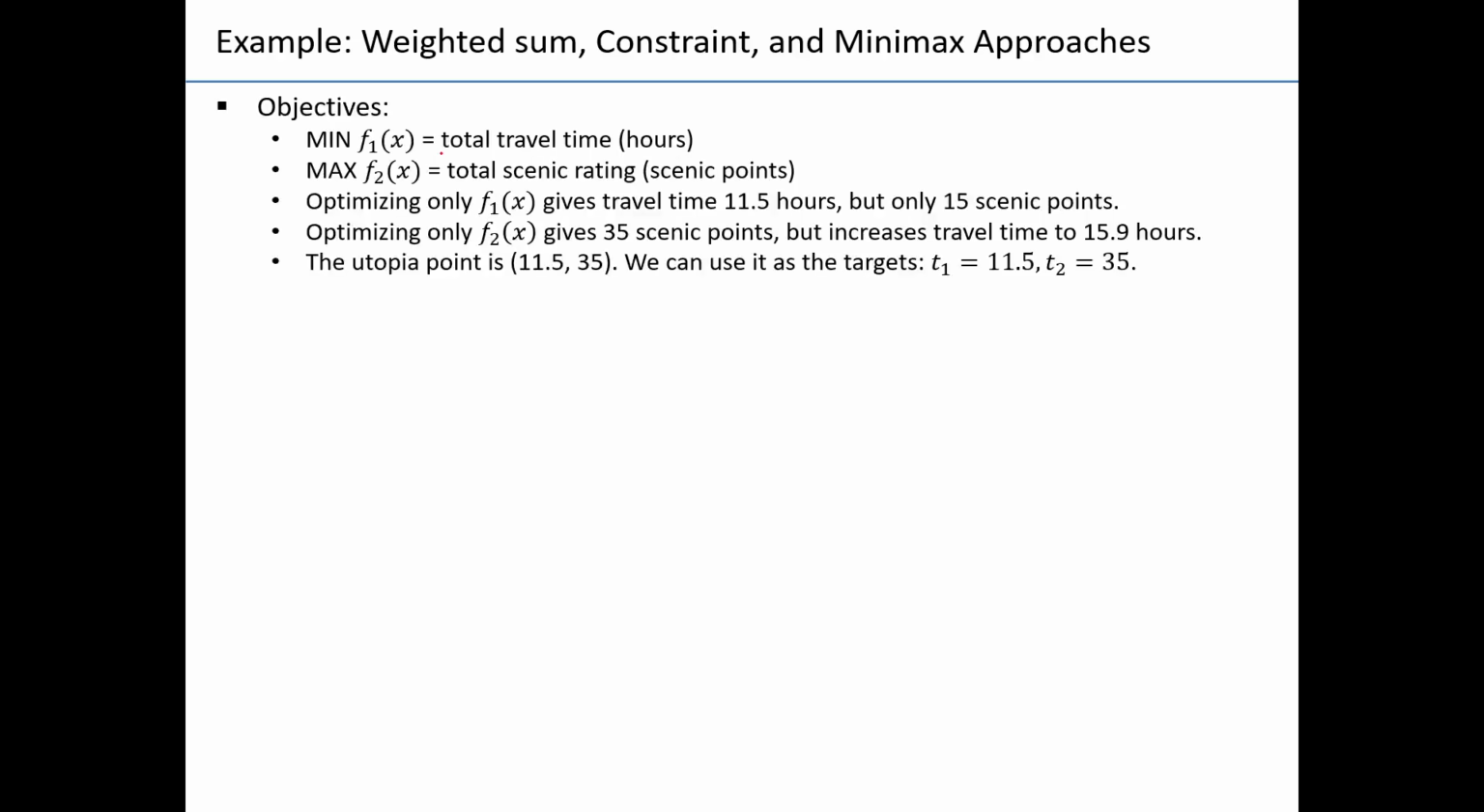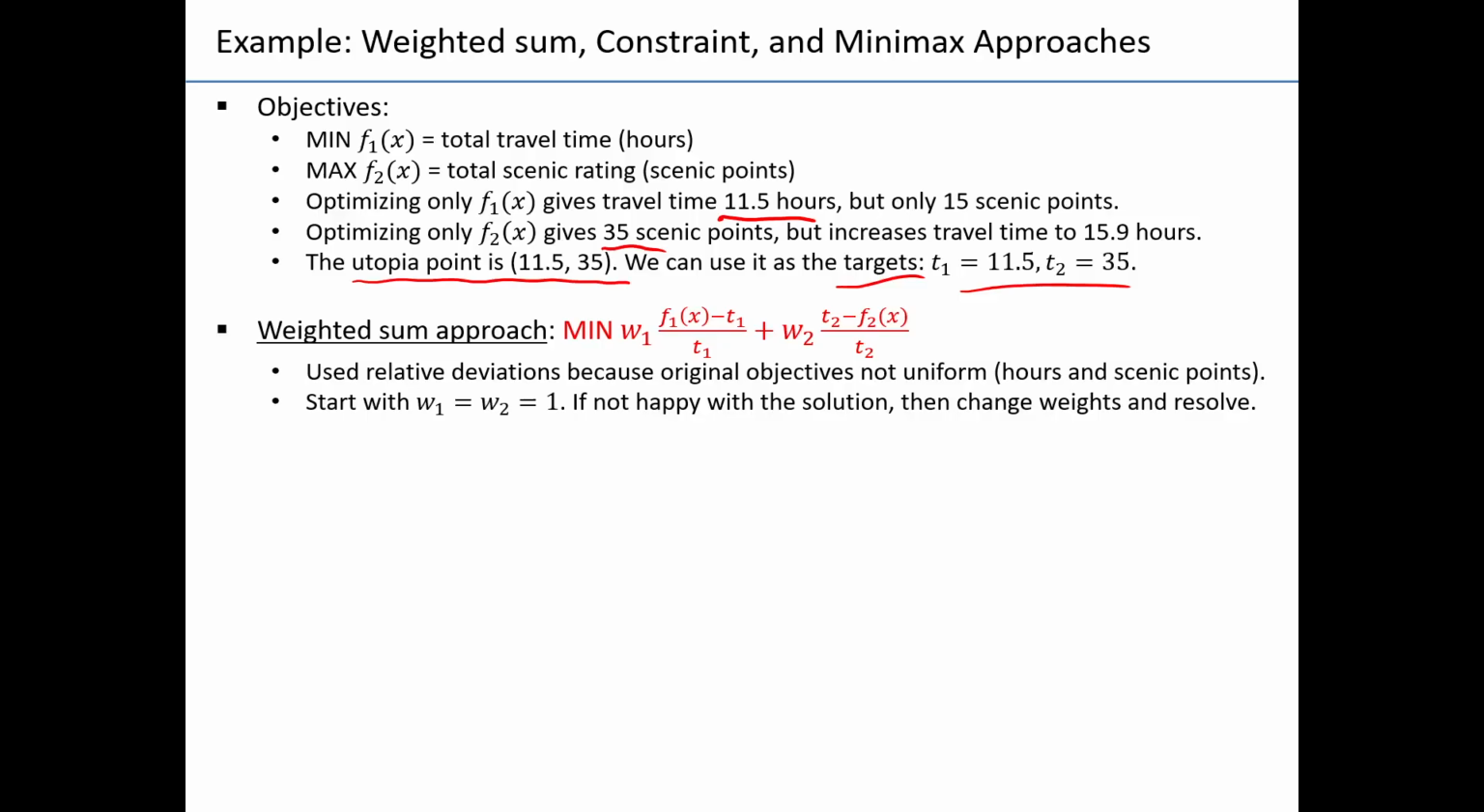We first said, okay, these are the two objectives. If we optimize single objectives, we obtain the travel time best 11.5 hours and best scenic points 35. We can use those two values as the utopia point, 11.5, 35. This is a good target. So this is our default target: target 1, 11.5, the best possible time, and target 2, 35 scenic points, the best possible value for the total scenic points.